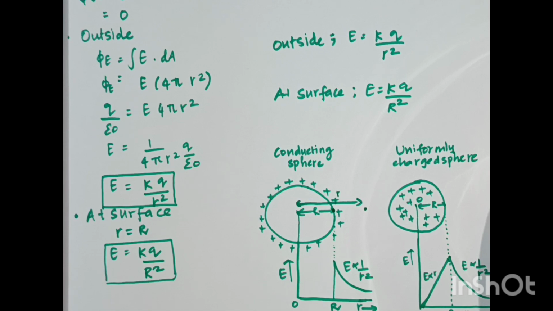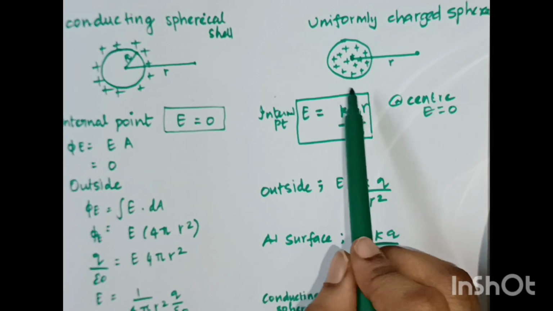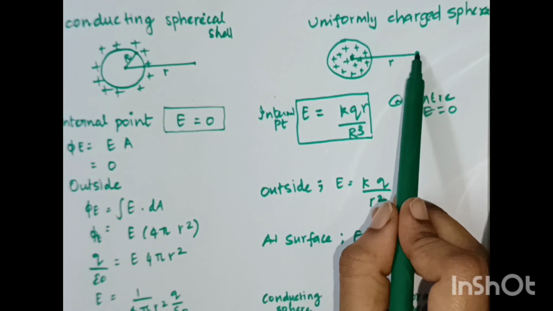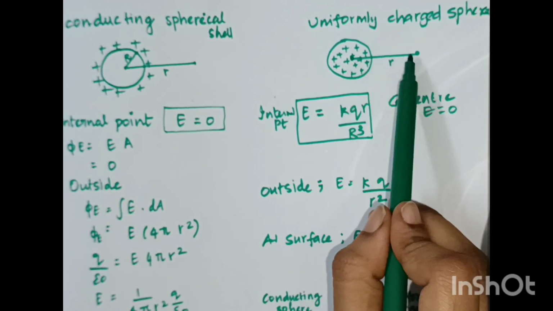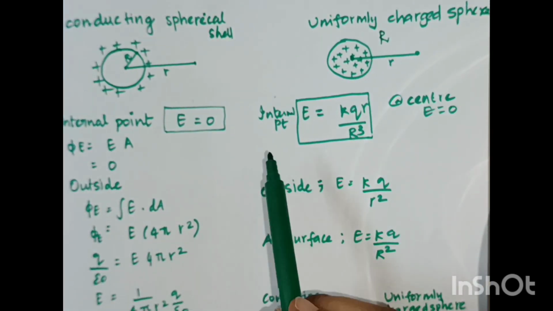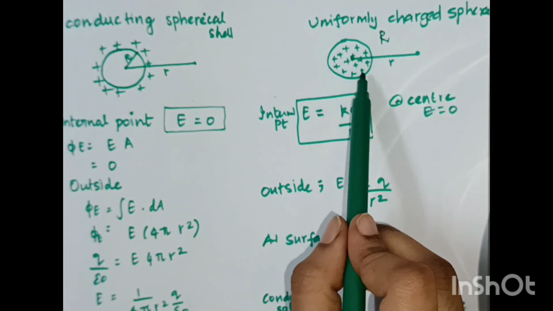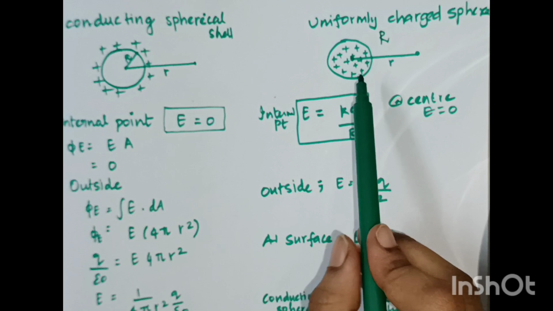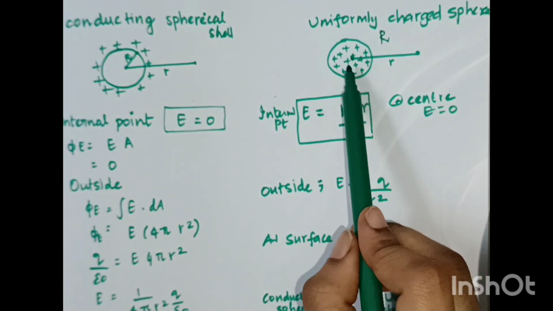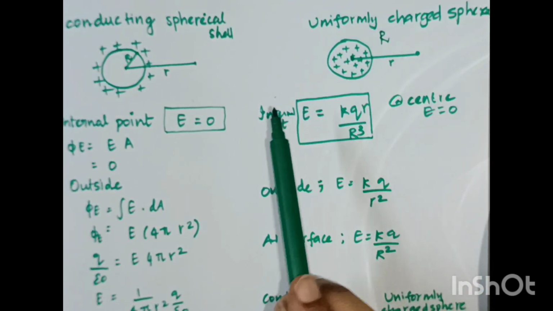Now we will see all the cases for a uniformly charged sphere. The charges are distributed all through its volume, and we have a point at a certain distance small r from the center of the sphere, and the radius of the sphere is capital R. For the internal point, in all the inner regions there is charge. If there are charges, then there will be an electric field. So the electric field is not 0 inside. It has some value inside the uniformly charged sphere. Please note that difference.